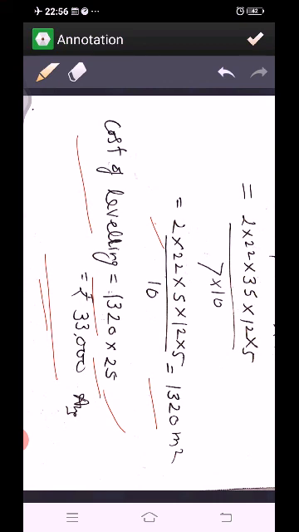So we are over here with our topic, volume and surface area of cylinder. In next topic we will have volume and surface area of cone.